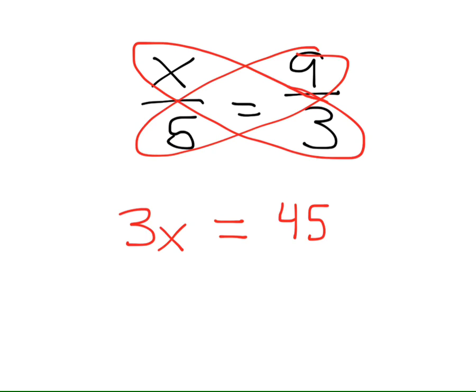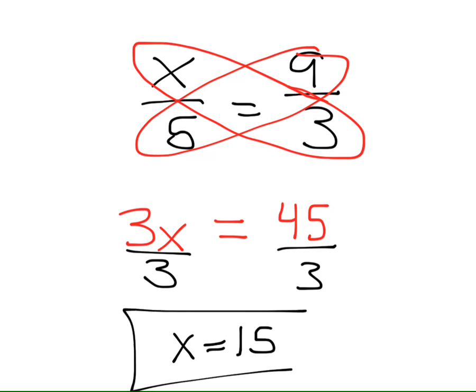So then to solve this equation, I'd obviously have to do what? Yeah, divide by 3, right? Because that's 3 times x. Divide by 3, divide by 3. 45 divided by 3, x equals 15. That's how I would solve this proportion, cross-multiply. All I did was I multiplied both sides by 5 and then multiplied both sides by 3, got rid of the fractions, got rid of the denominator. Okay.